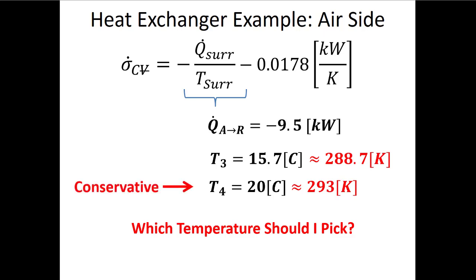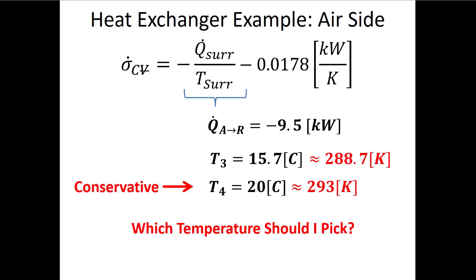I want to make sure that this process is possible, right? So I'm going to pick the number that's more conservative. And in engineering, when we talk about picking a conservative number or making a conservative approximation, what we're really talking about is I'm going to pick the number that gets me closer to the answer I don't want to have, right? I'm going to pick the number that's going to tell me that I'm safer than I actually am.